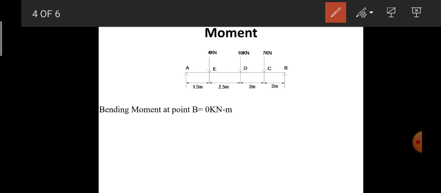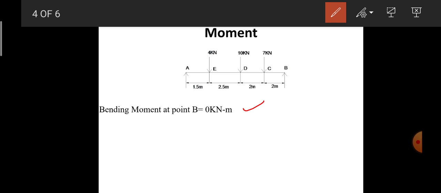So therefore the moment of the force acting at the reference point, with reference to the reference point itself, will be equal to 0. So the bending moment acting at point B is equal to 0, because at point B there is no previous point. So the bending moment at point B is equal to 0.